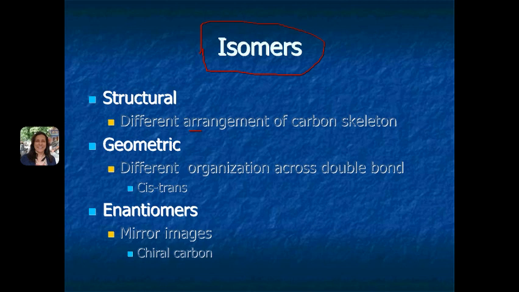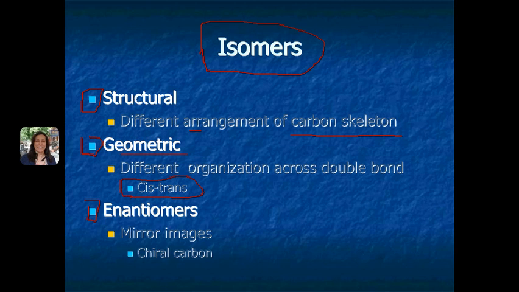We can distinguish between 3 types of isomers: structural, geometric, and enantiomers. Structural isomers have differences in the arrangement of the carbon skeleton. So the carbon atoms, how they are connected to each other. In geometric isomers, we see differences in the organization of carbon atoms or of groups of other atoms across a double bond between 2 carbon atoms. Geometric isomers are also known as cis-trans isomers.